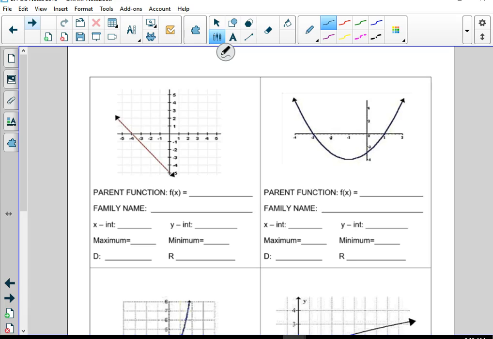Okay, so this is a line. It is a linear function. The parent graph, which we've already talked about, is y equals x. Remember, f of x is the same thing as y. Remember that. That is y equals x.